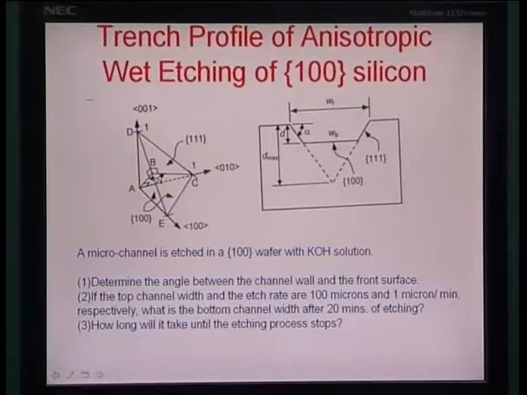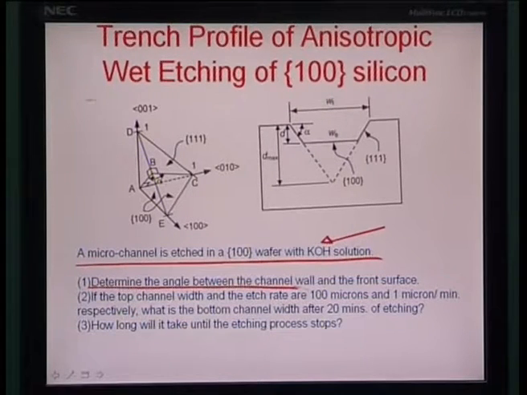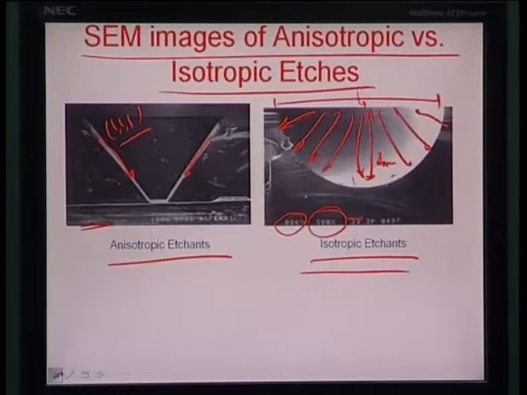Let us now try to understand this process a little more mathematically, a little more closely. So, we have a case where, let us say, a microchannel is etched in a 100 wafer with a KOH solution, the potassium hydroxide solution, and we have to determine the angle between the channel walls and the front surface, what this angle would be.